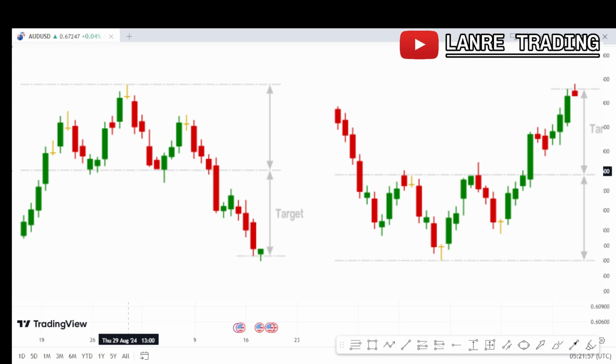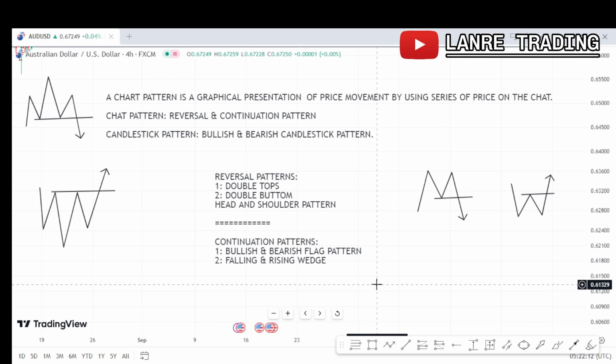This basic pattern that I shared with you does happen frequently on the market. If you can study and master this pattern, you will definitely make best use of it. So I'll move on to the continuation patterns, which include the bullish and the bearish flag patterns, and the falling and the rising wedge.